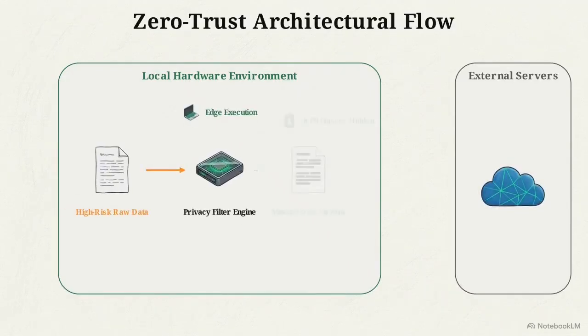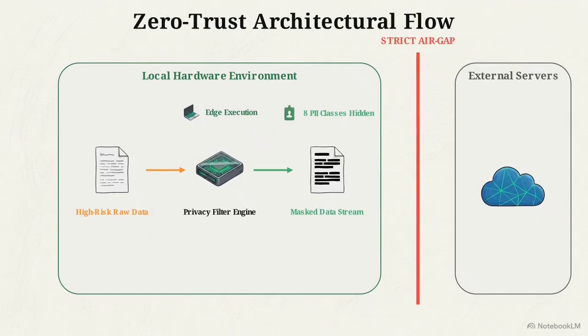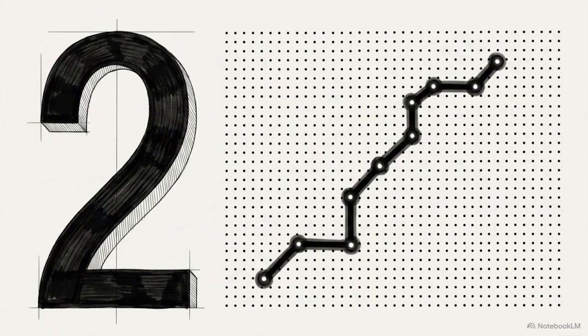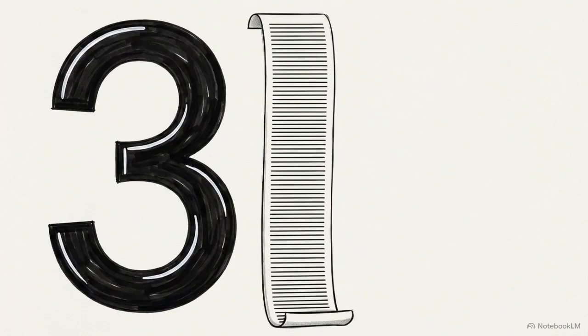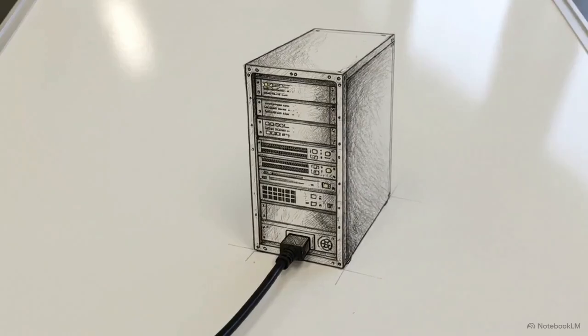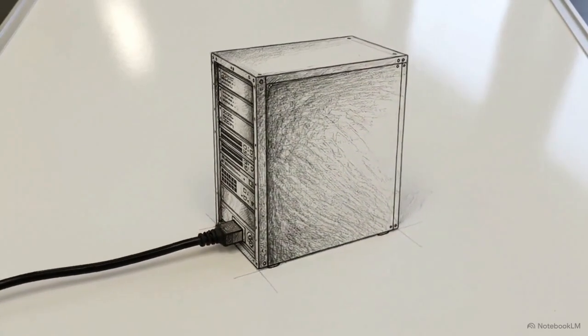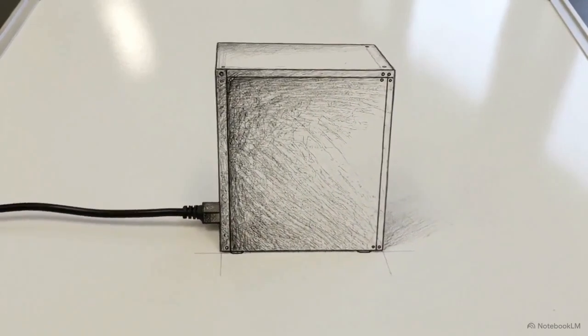Unstructured data enters local hardware, outputting a completely masked data stream while maintaining a strict air gap from external cloud servers. It completely replaces brittle pattern matching with deep bidirectional context for unstructured text. It captures the accuracy of 1.5 billion parameters using a streamlined 50 million active parameter workflow, and it processes up to 128,000 tokens in a single unchunked document pass. The OpenAI Privacy Filter shifts PII redaction away from a risky cloud dependency, establishing a highly accurate, zero-trust standard for local execution.